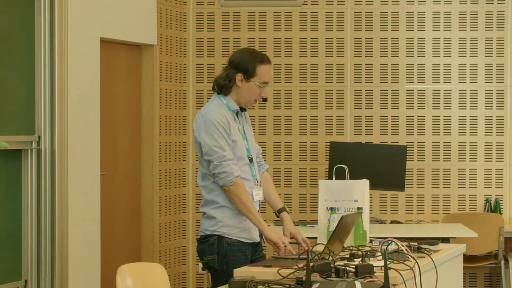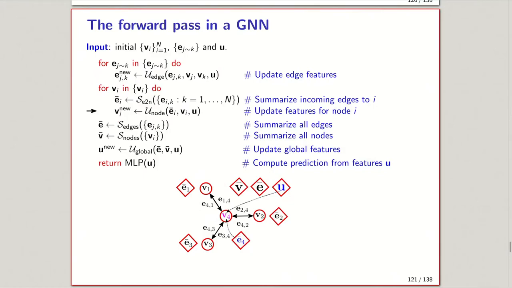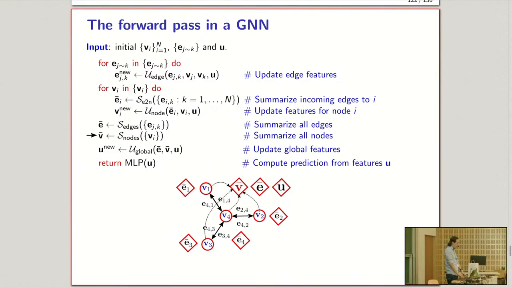Good. So you perform this process where you update the summary of the incoming edges, and then you update the node features. And then you update the summaries of the edges for the graph, and then the summary of the nodes for the graph. And based on those, you update the global features for the graph U. And then you will be making some predictions based on those global features for the graph. And this could be done with a fully connected neural network, for example. This is only one forward pass.